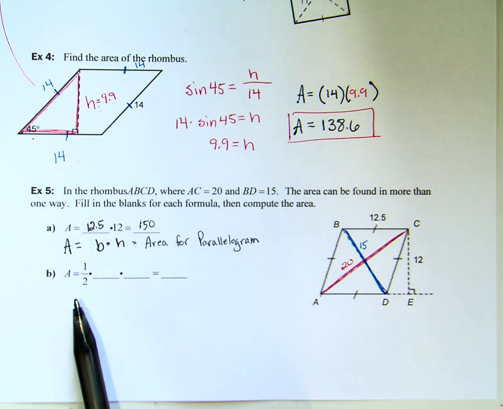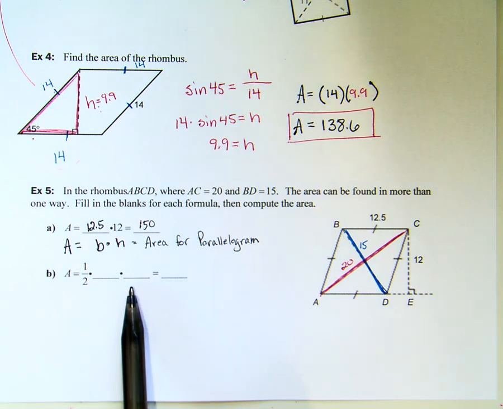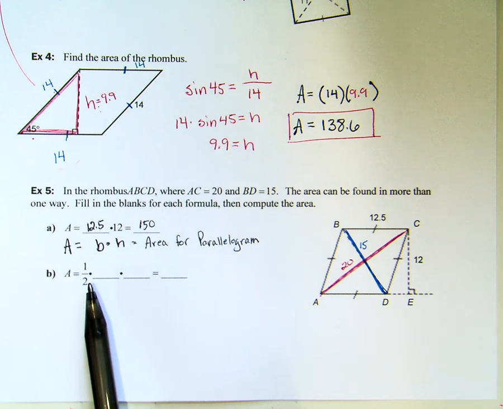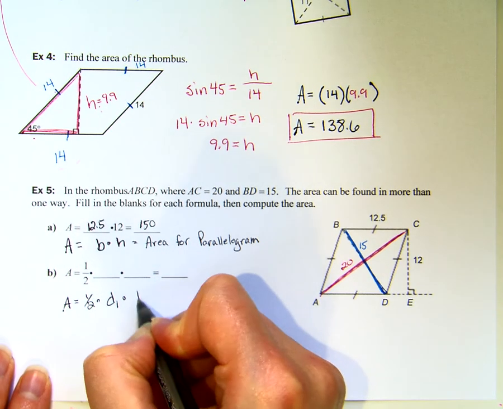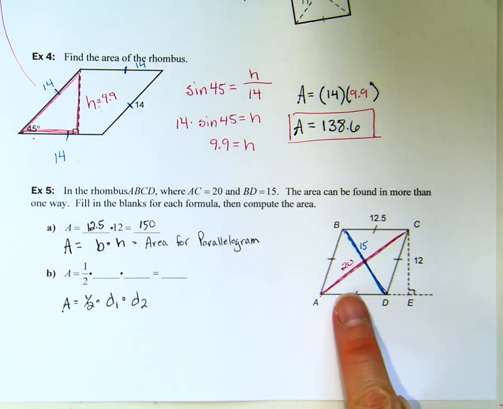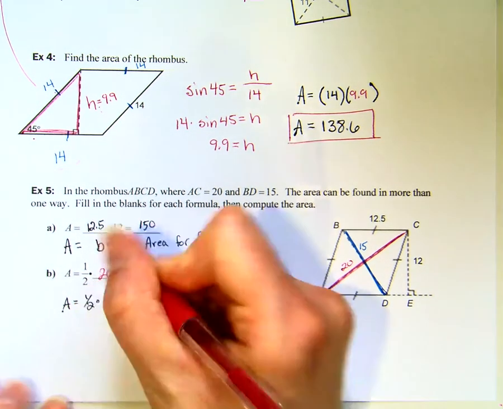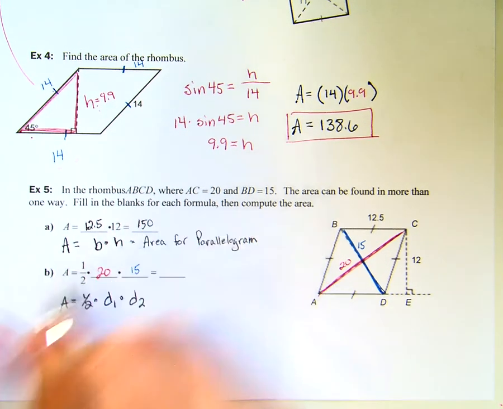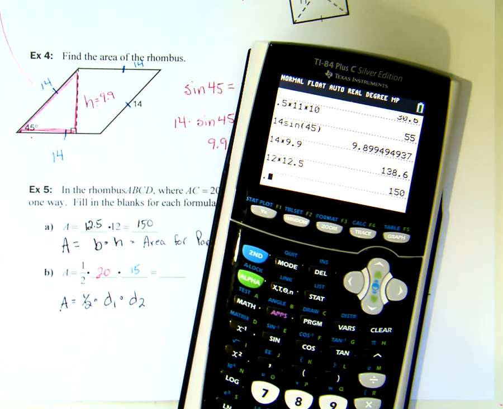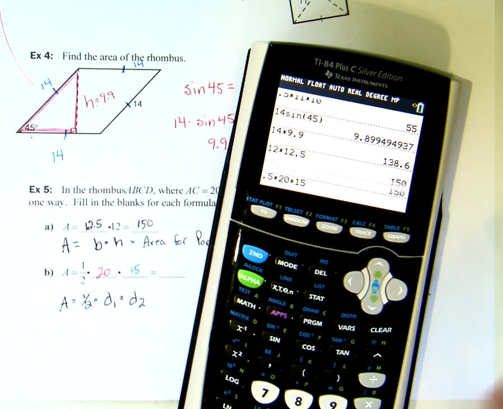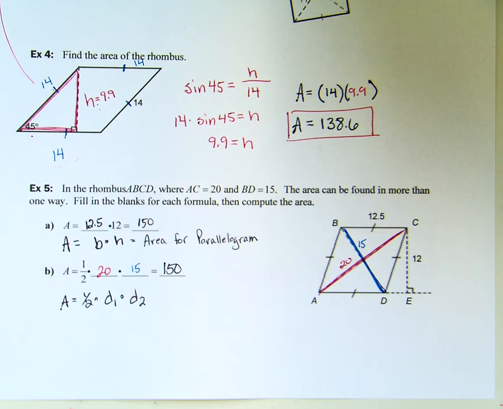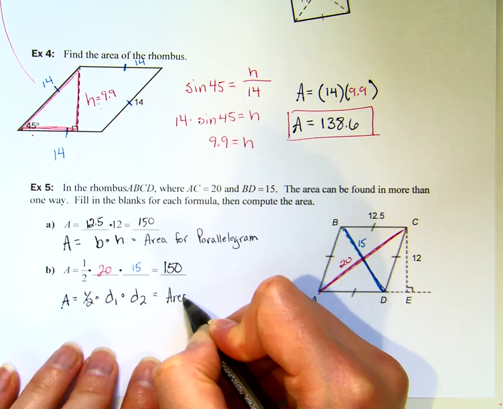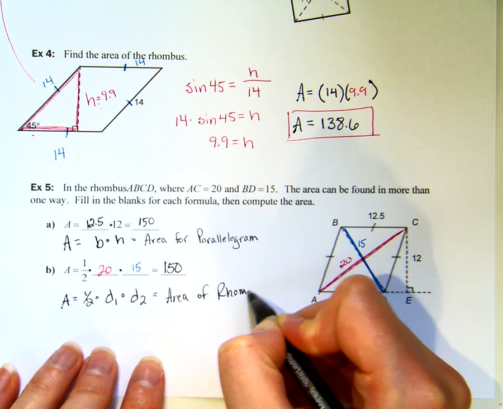Okay, part B. 1/2 times blank times blank. Again, let's think about our possibilities for finding the area of a rhombus. What formula uses the 1/2? Hopefully you said the 1/2 times diagonal 1 times diagonal 2, where our diagonals in this case are 20 and 15. So again, let's take 1/2 times 20 times 15, 150. So using the area of a rhombus formula, we get the same result.